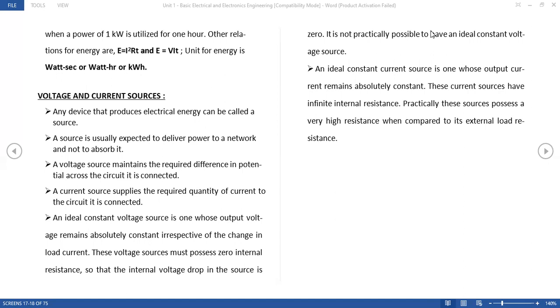What is an ideal constant current source? An ideal constant current source is one whose output current remains absolutely constant. These current sources have infinite internal resistance. Practically, these sources possess a very high resistance when compared to the external load.